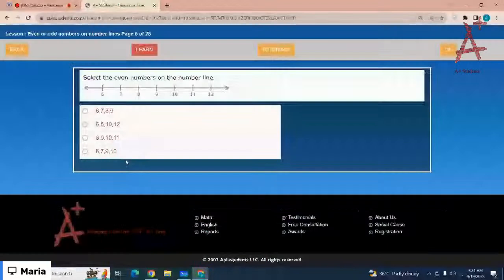Okay, select the even numbers on the number line. So which is the correct option? Which numbers are even on the number line? So the even numbers are, yes, 6, 8, 10, and 12, right? The correct option is the second one, 6, 8, 10, 12.